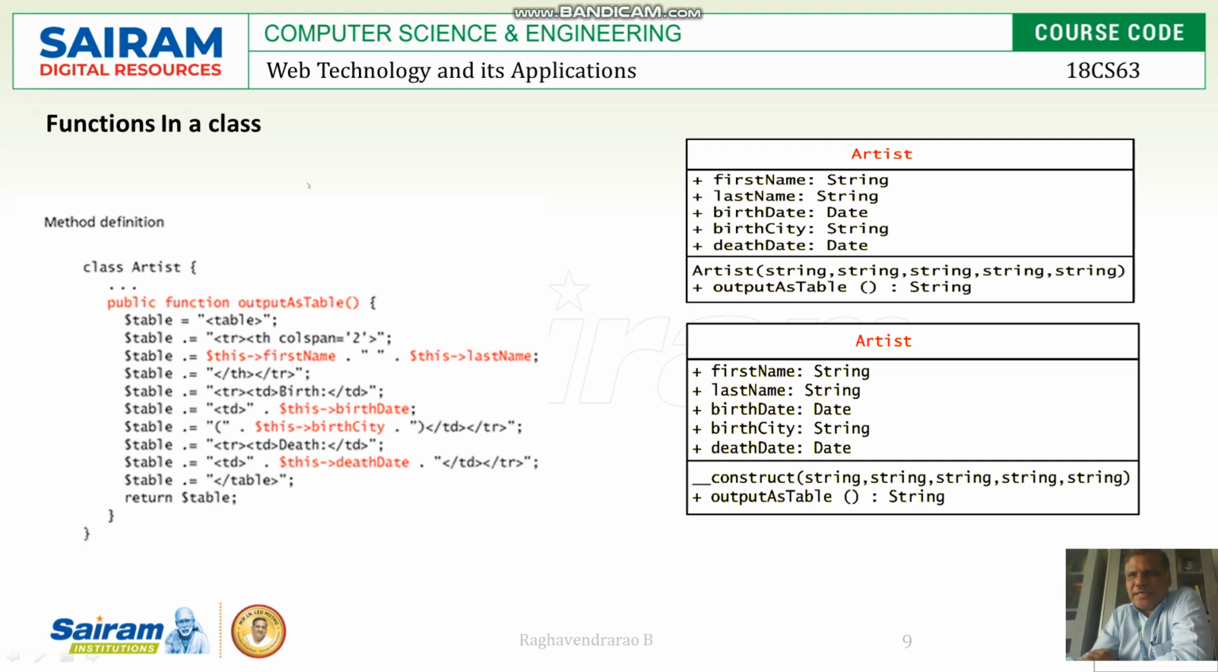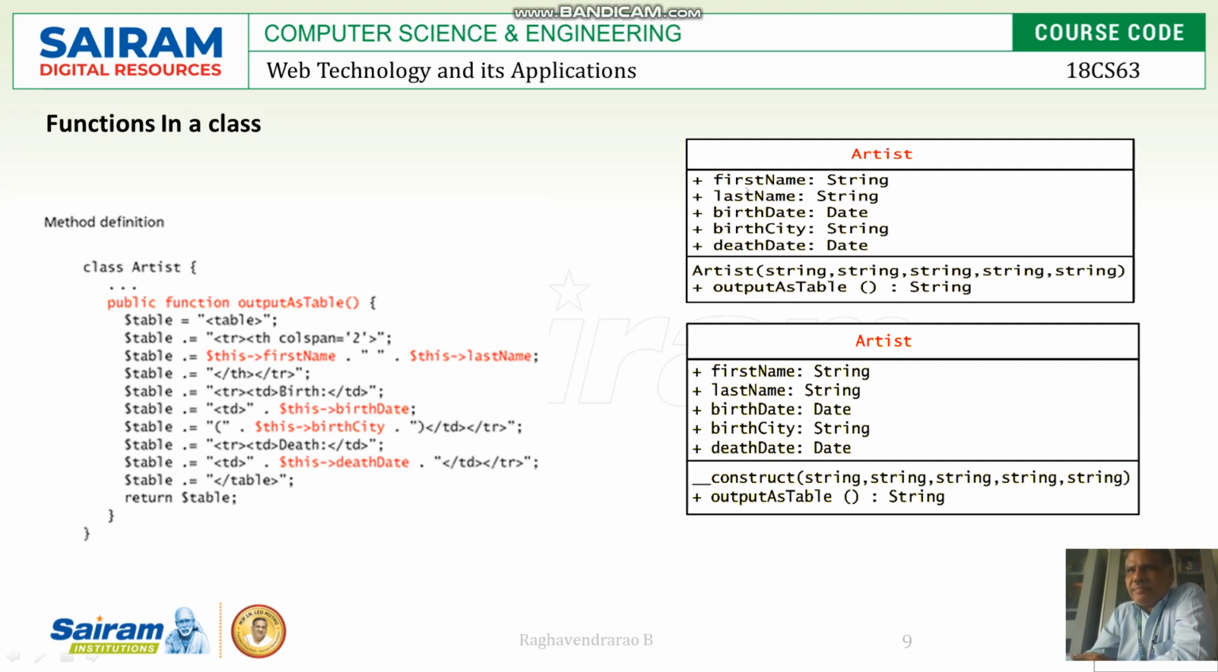The functions in the class which contains the previous slide that we referred, the method of the functions in the class. Okay, so here when it is being defined in the class, this particular method, the public function output table, you must understand: function itself is a keyword over here, public is the access specifier, it can be accessed publicly. So the output table function is being written here.